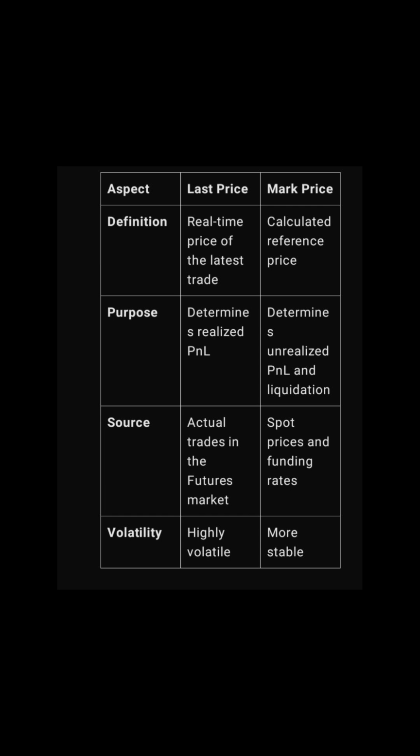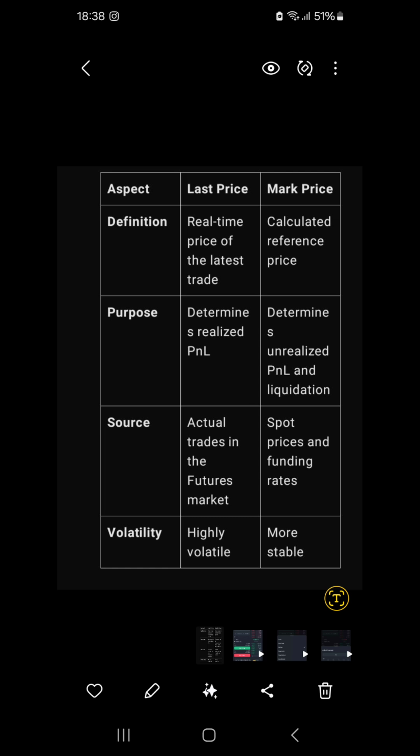Now let's look at the source. So in the last price, it's what? Actual trades in the futures market and then spot prices and trade funding rates, right? So that is it. Now let's look at the volatility. So with the volatility, we are talking about is highly volatile, highly volatile, and then the other one is what? More stable. You understand?